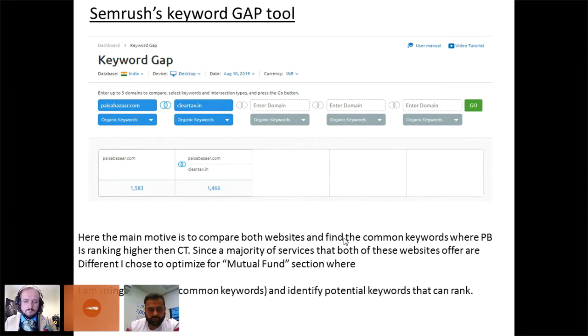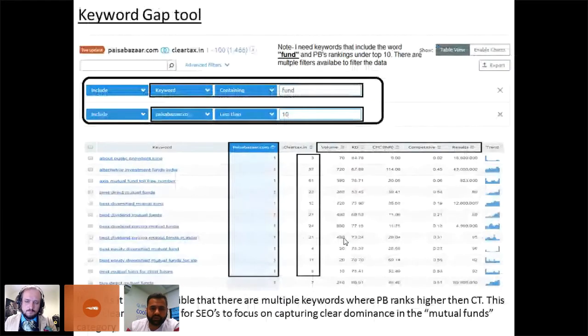If you use this tool, you can get all the keywords that a competitor is ranking for. So if you observe clearly, what I'm doing here is trying to compare Paisabazaar's organic traffic and keywords with ClearTax.